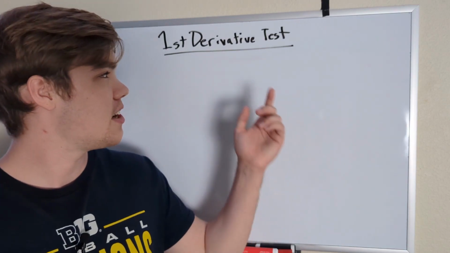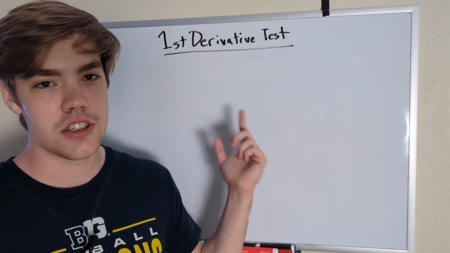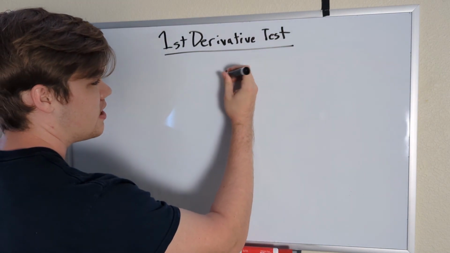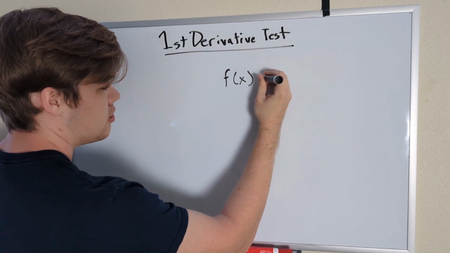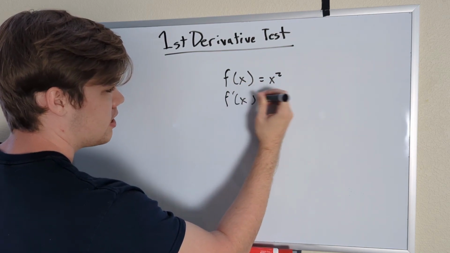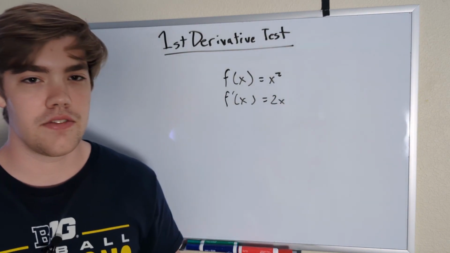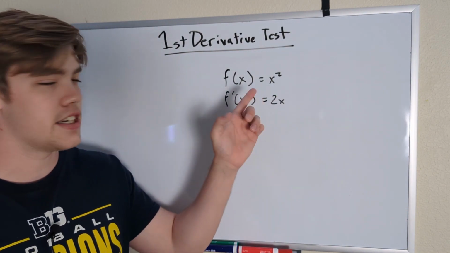In today's video, we're going to be talking about the first derivative test, which is a way we can figure out what a graph looks like using its first derivative. You may remember in past lessons, if we had a function, say f of x is equal to x squared, we could take the first derivative, which of course is f prime of x, and that's equal to 2x by the power rule. Using this first derivative, we can actually find out some things about the graph without having to actually graph the function.